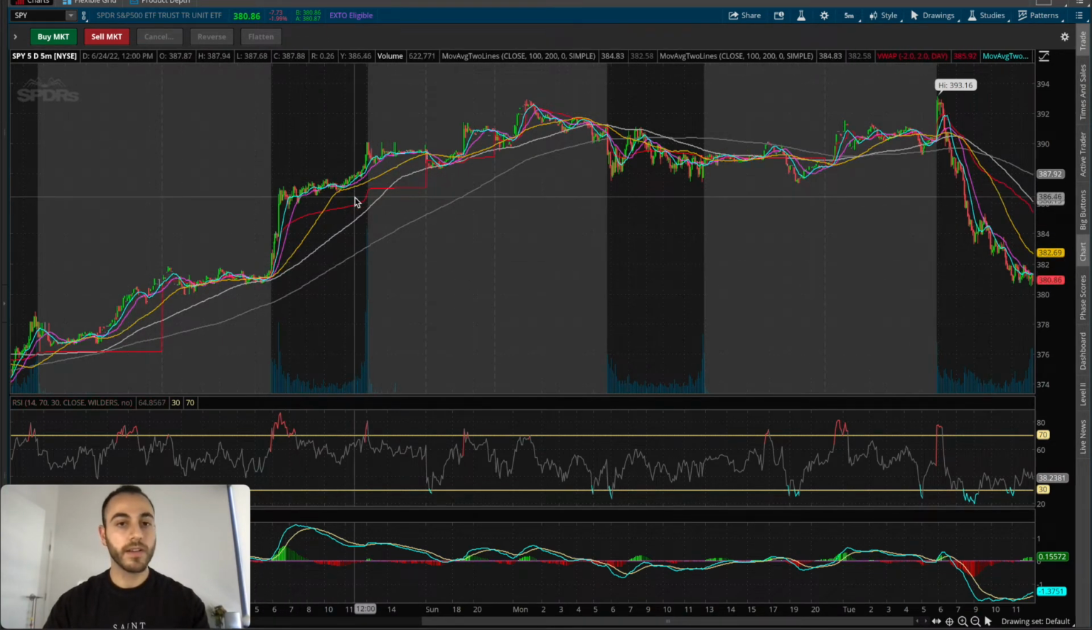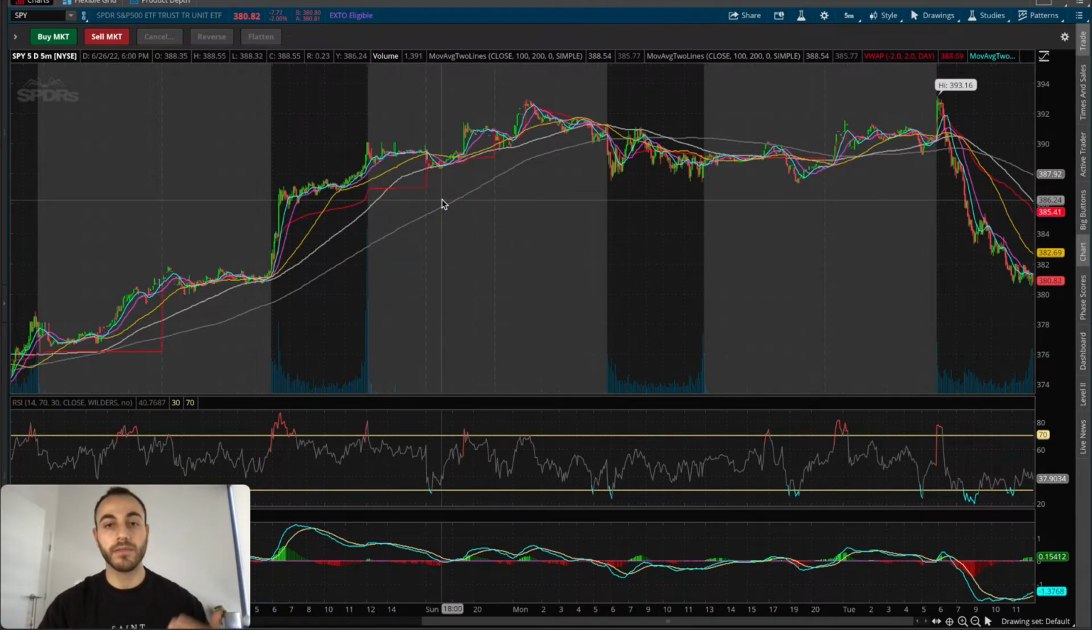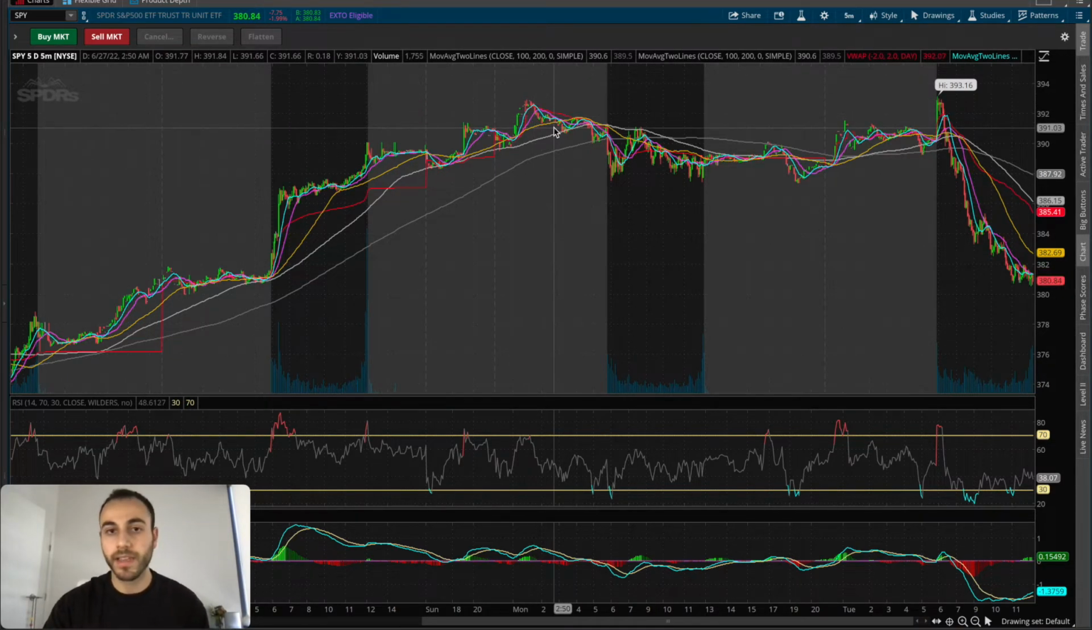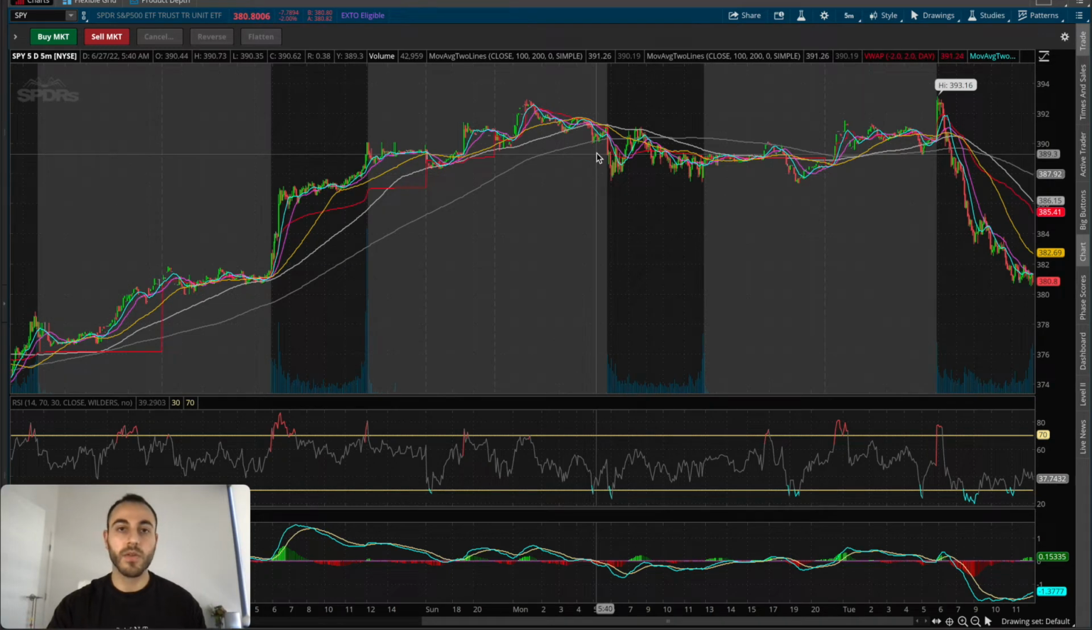So as long as this area wasn't tested, that means that this breakout could fail and it could fill this back down. You can see that we moved up all the way to 393 yesterday, and we did this in pre-market, which brings me to the point of why it's so important to watch pre-market and post-market hours.